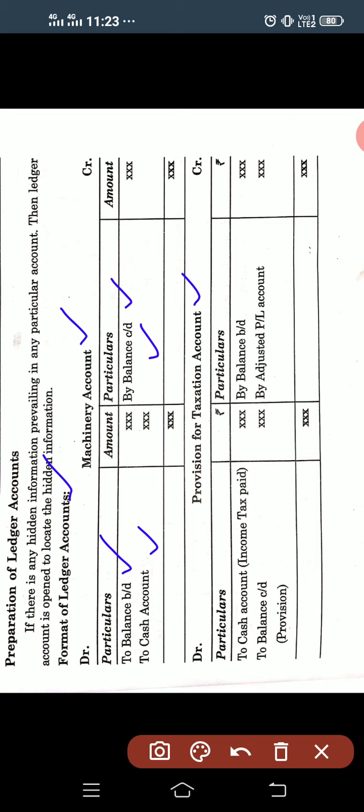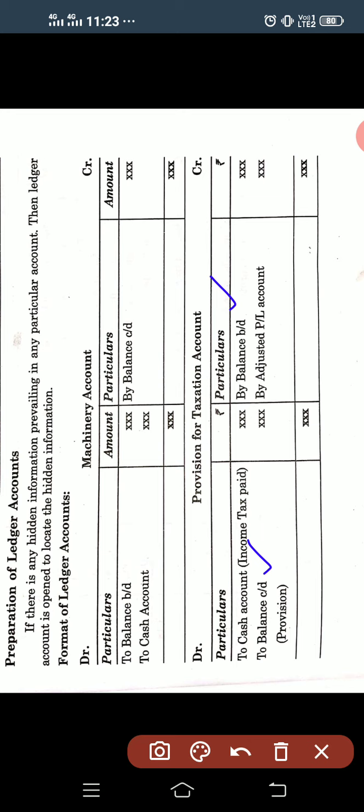Next is the provision for taxation ledger account. Provision for taxation is a non-current liability, so that's why the opening balance will come on the credit side, that is By balance brought down. Then the closing balance will come on the debit side, To balance carried down. If two years' information is given, 2013 will come here, 2014 will come here. So this is the opening and this is the closing.